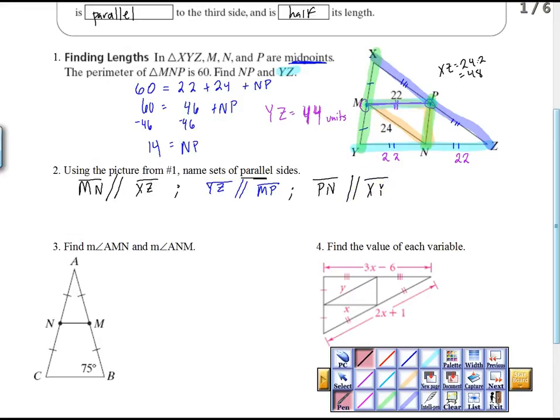It doesn't matter if you list the mid-segment first or the triangle side first, as long as you're just showing me the appropriate sets of parallel sides, I am good with that. Do notice that when these are sides, you do have to have the segment notation right here.